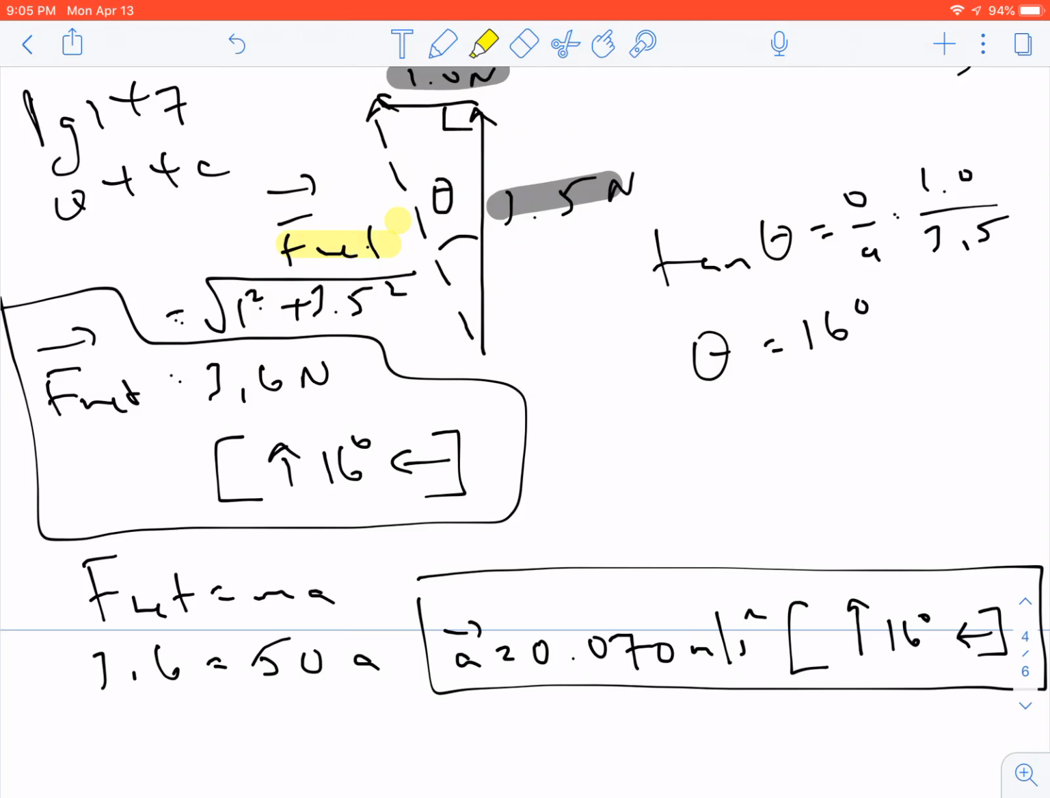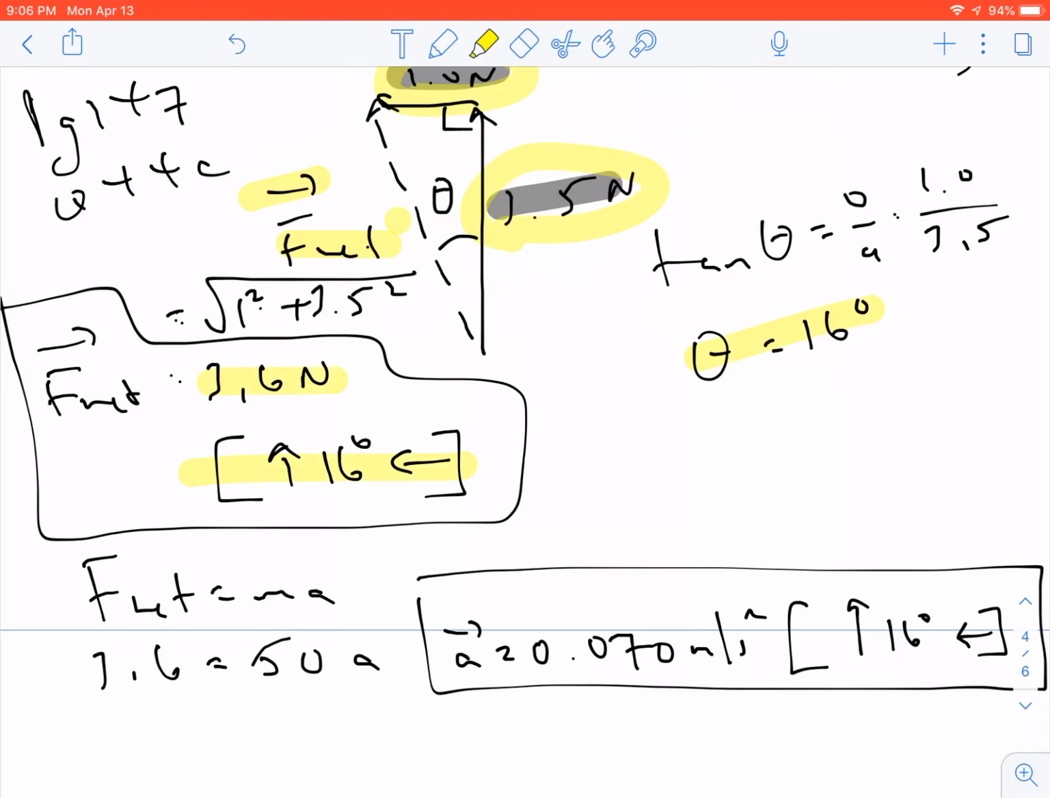And then not only do I need to know that, but F net is also a vector quantity, so I need to actually determine the angle. So I'm going to look at my opposite side to the angle theta and my adjacent side, so SOH CAH TOA, and I end up with an angle theta of 16 degrees, telling me the net force acting on this object is 3.6 newtons in a direction which is up and 16 degrees to the left.